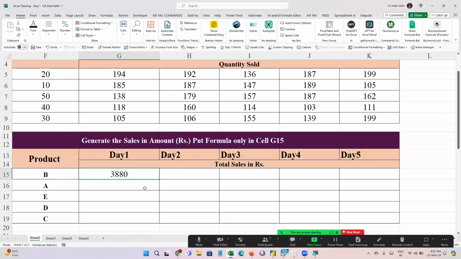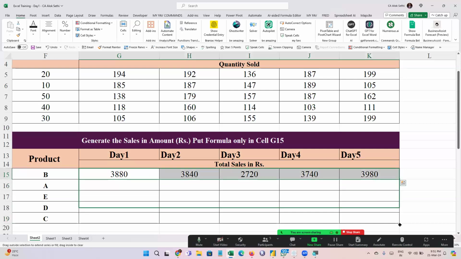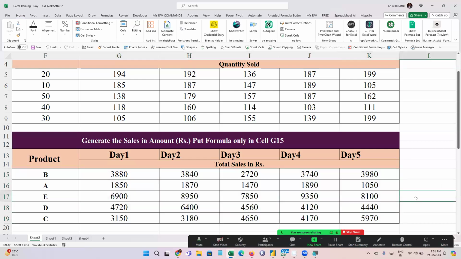Now, how to ensure that when I copy, F5 remains F5 only, F remains F? So we'll put a dollar before it. We will type a dollar symbol before F. Okay, and let me copy paste this now, or let me drag it towards the right. Are we now getting the right answers? Yes. And if I drag it down, I am again getting the right answers.